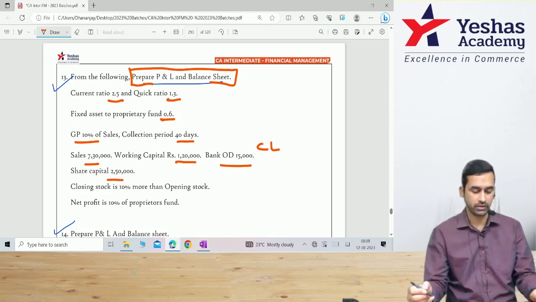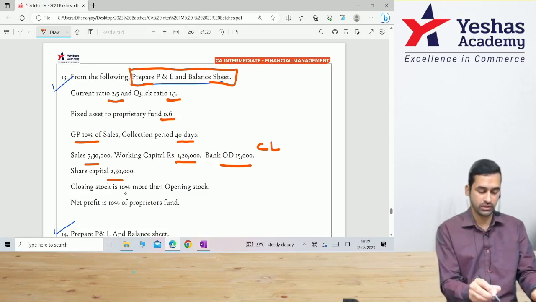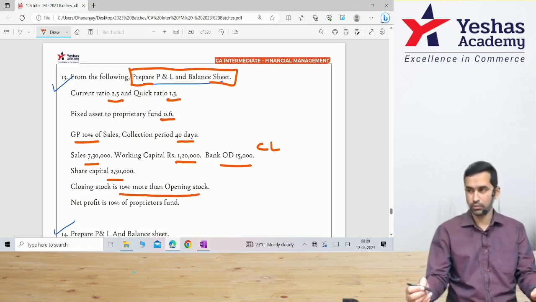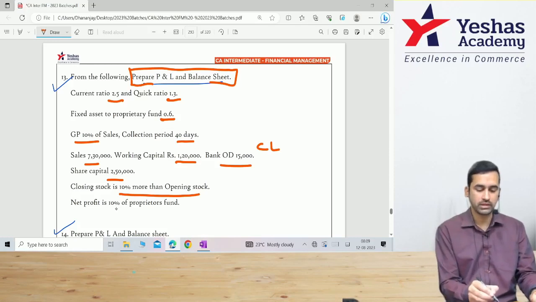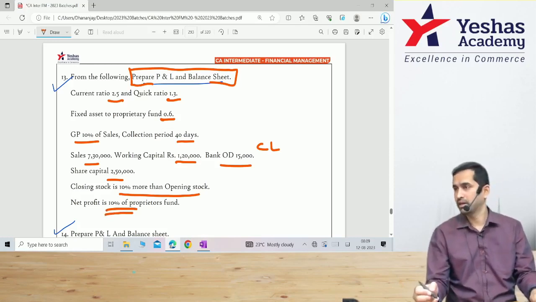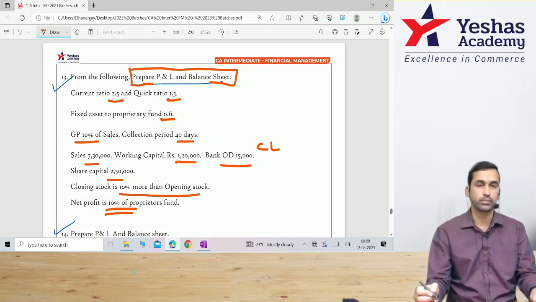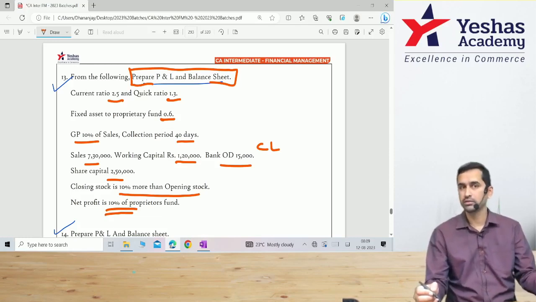Share capital given 2.5 lakh. Closing stock is underlined, 10% more than opening stock. Net profit is 10% of proprietary fund. So the question is to prepare both P&L and balance sheet. So we will first write the format of P&L and then format of balance sheet.